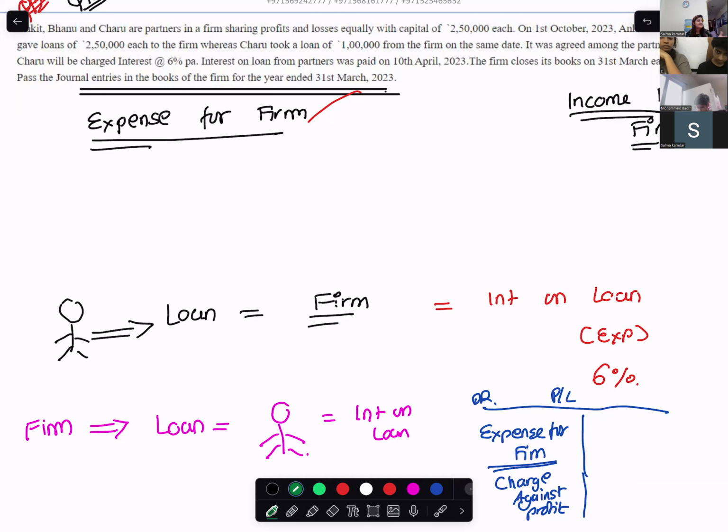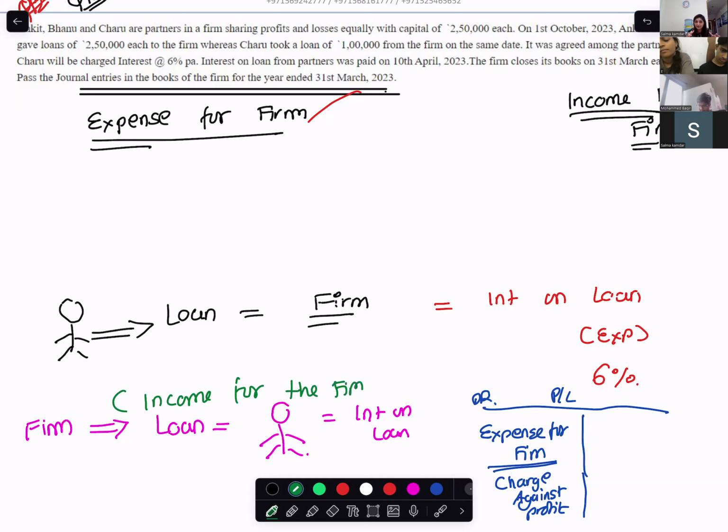The firm has given a loan to the partner. So this interest on loan will become what for the firm? There won't be any interest unless it is mentioned. If it is mentioned, then this will become income for the firm.